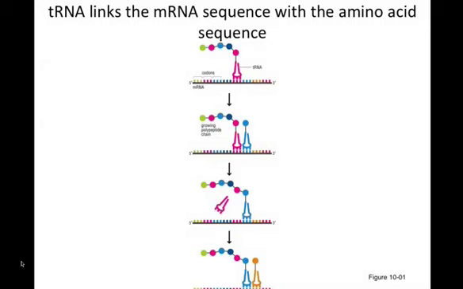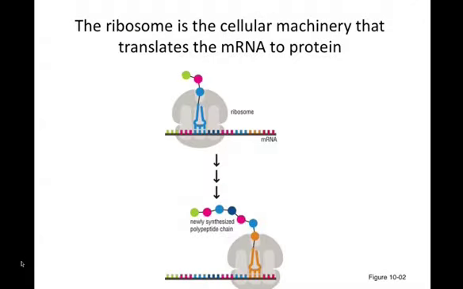tRNAs are what link the mRNA sequence with the amino acid sequence, right? Something needs to link your mRNA sequence to your amino acid sequence. And that's a tRNA, because it's going to base pair with the codons in the mRNA and bring in the appropriate amino acid. The ribosome is the cellular machinery that translates mRNA to protein.